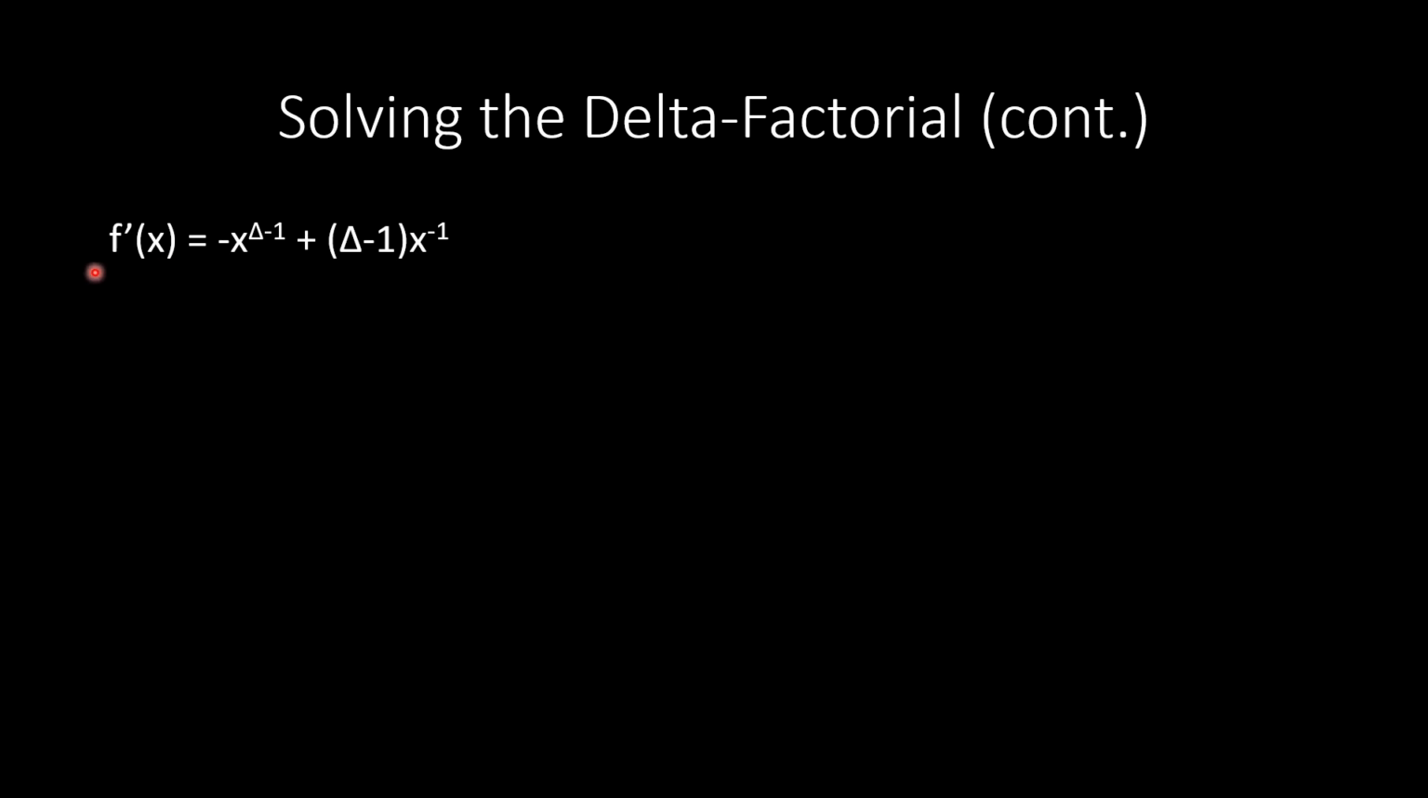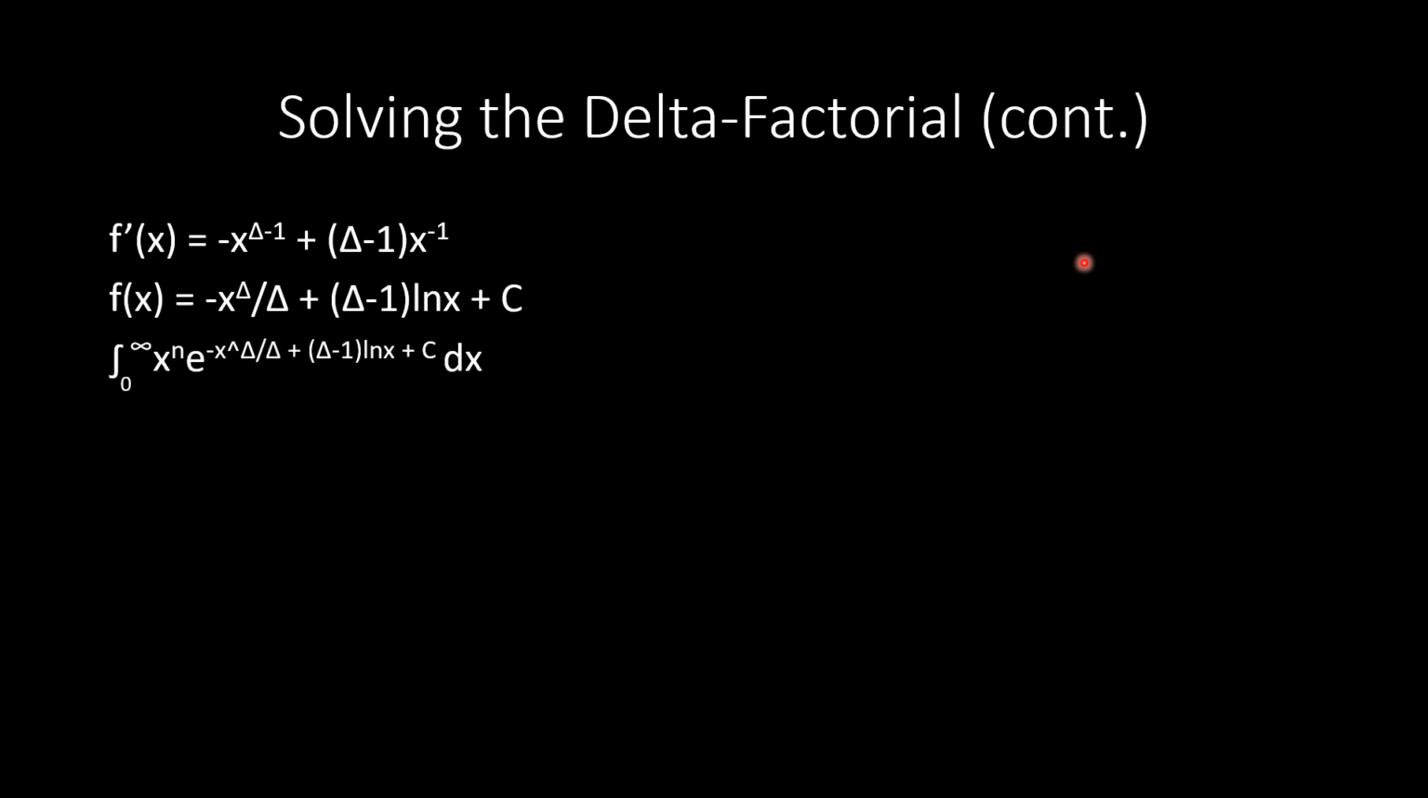Continuing on from there, we just have a simple derivative form of the function, and we can take the integral. Doing so, we add one to the exponent and then divide by the result. That gives us negative x to the delta divided by delta. And then this is just a constant times x to the minus 1, which integrates to that constant times log x. So delta minus 1 times log x. And then we need to keep this constant of integration in there.